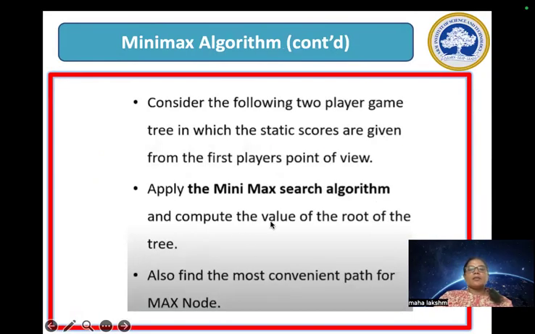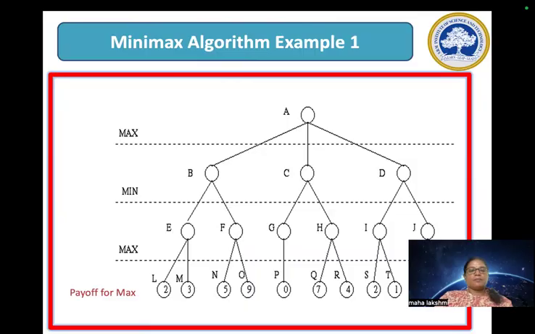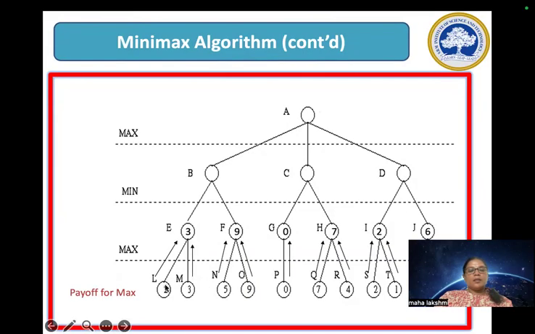The min-max search algorithm can be considered on a two-player game tree in which the static scores are given from the first player's point of view. Apply the min-max search algorithm and compute the value of the root of the tree. This is another problem. A is a maximum player, the next level is going to be minimum, and then the next level is going to be maximum. So these are all maximum players. They will try to choose the maximum from their children.